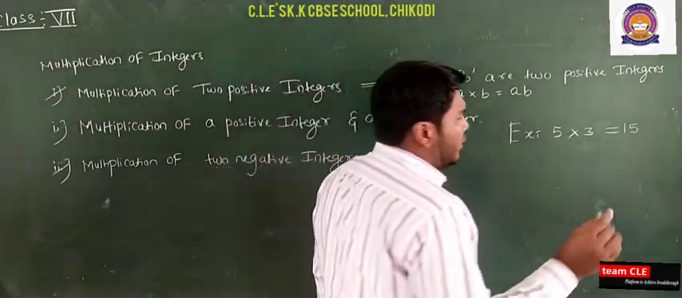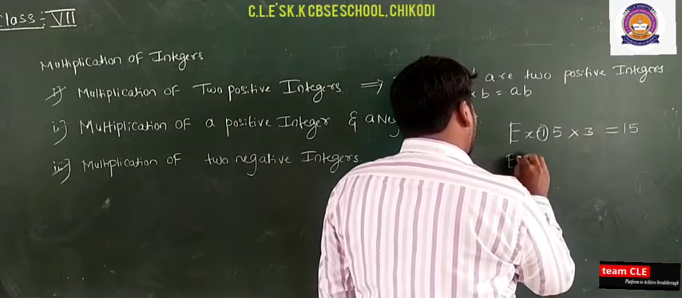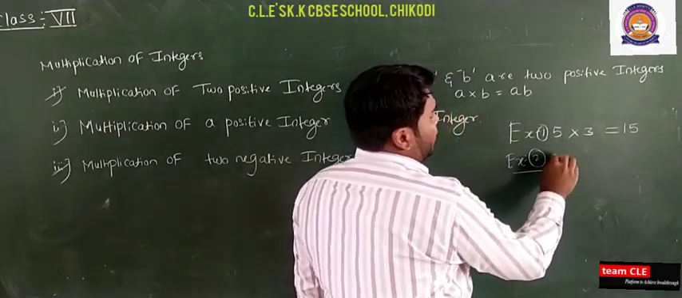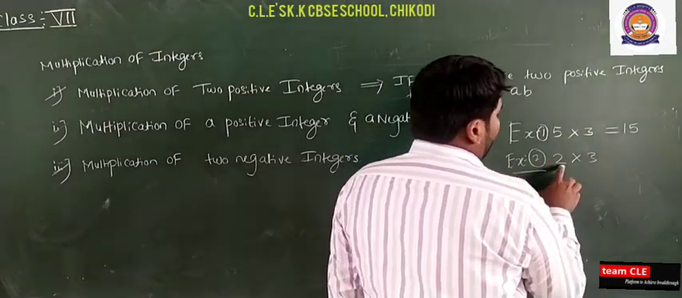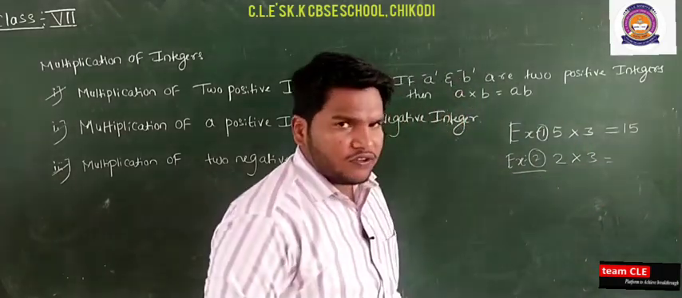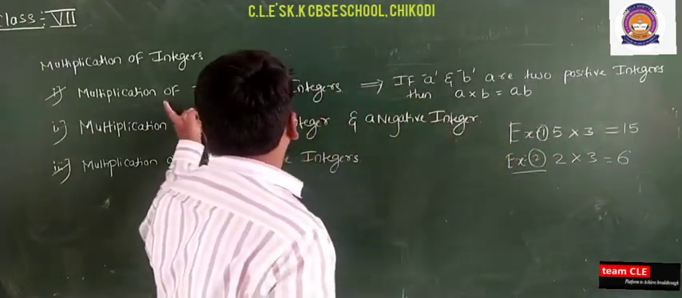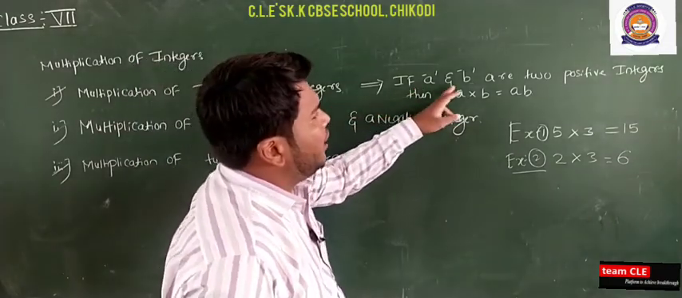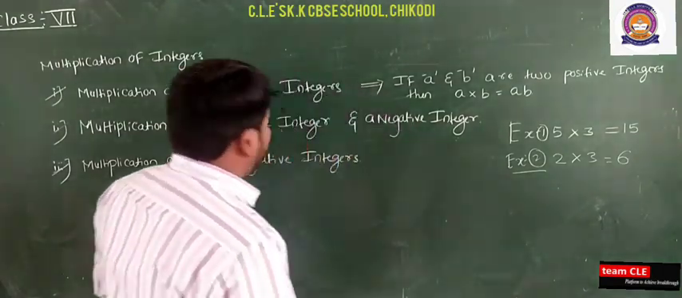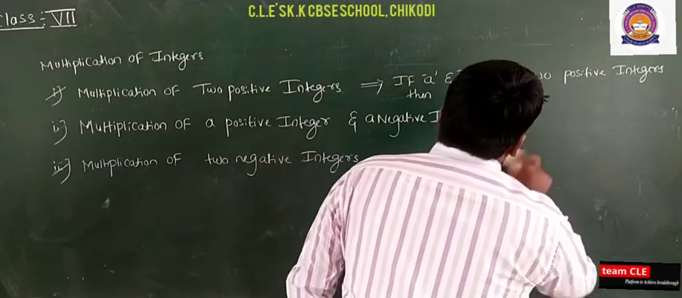One more example, example number 2. I choose a is equal to 2 and b is equal to 3. Then 2 into 3 is 6. So this is the multiplication of two positive integers. If a and b are two positive integers, then a into b is equal to ab. All of you take these examples and note them down.